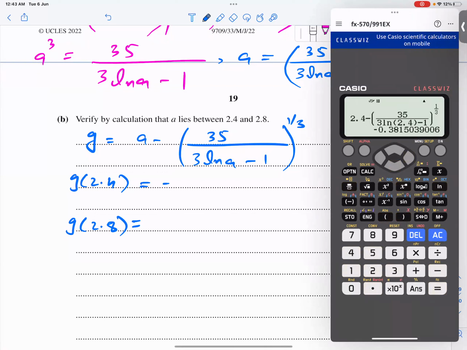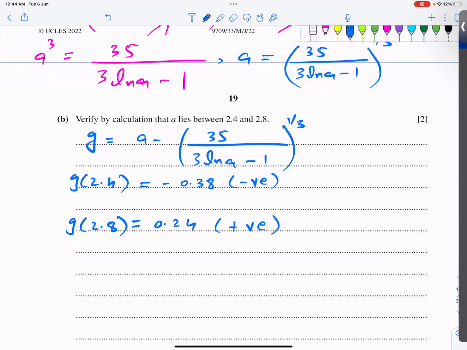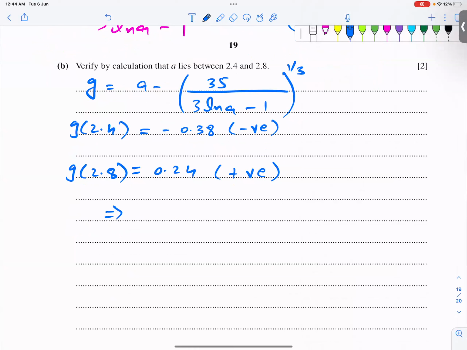This will be negative 0.38. If you put 2.8 instead of 2.4, this will give you 0.24. So it means the first value is negative and the second value is positive. If signs are changing, it means that a lies between these two values. Okay, so now a lies between 2.4 and 2.8.